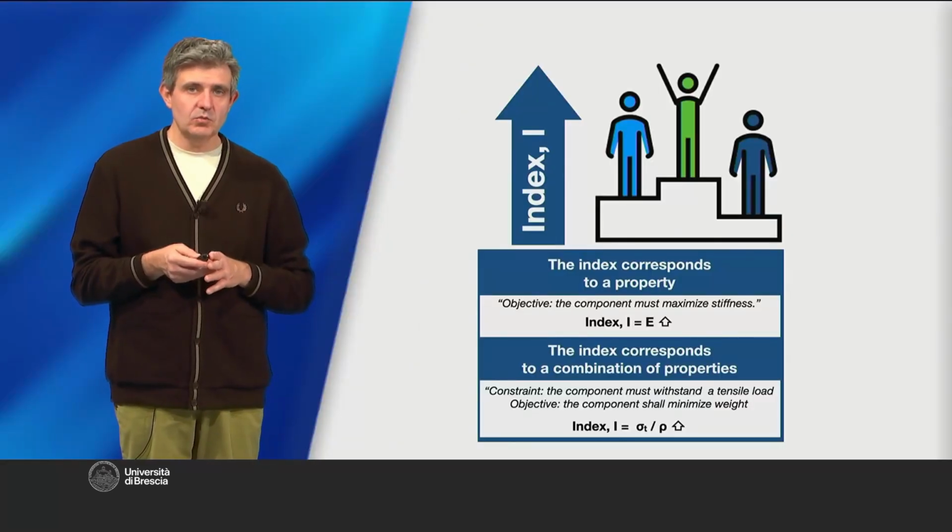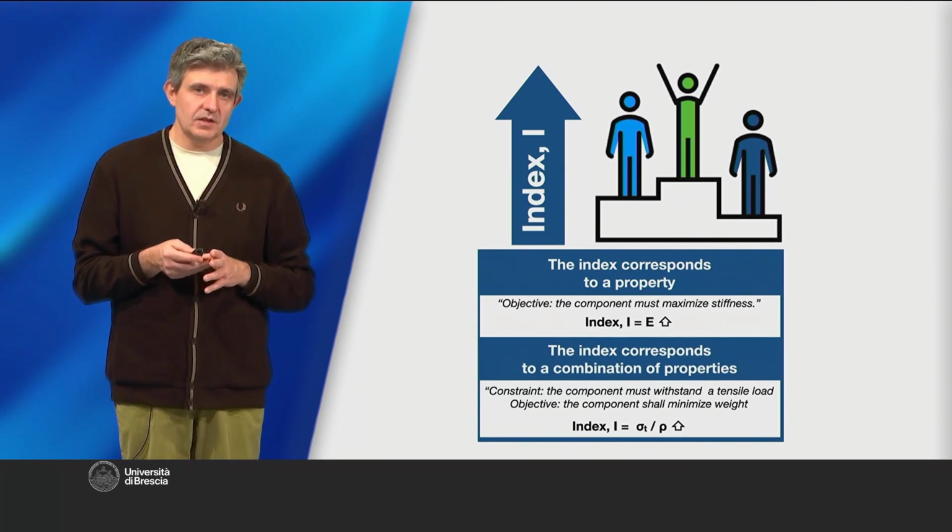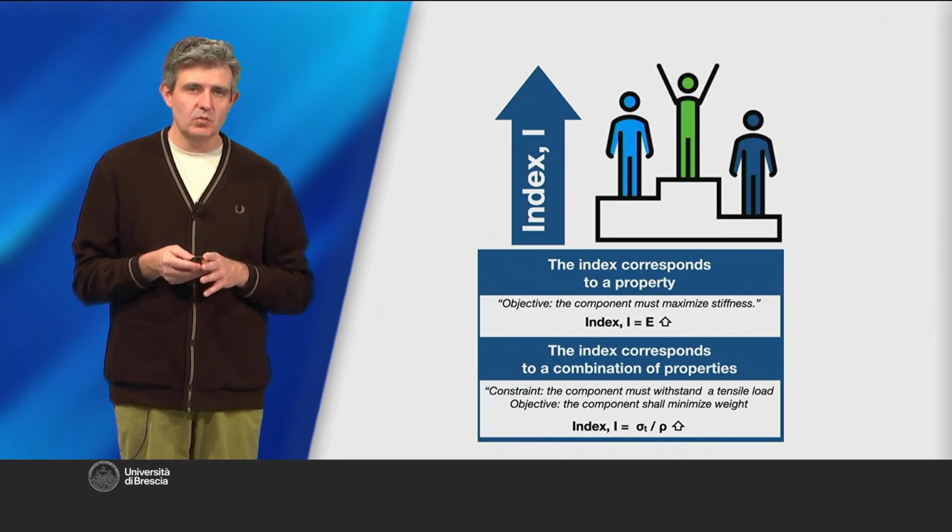We've seen that the key point of this approach is being able to define and quantify a material's performance using performance indexes. Sometimes these can be very simple and correspond directly to a single property of the material, like stiffness, while other times they combine several properties, as in the case of specific stiffness or specific strength.